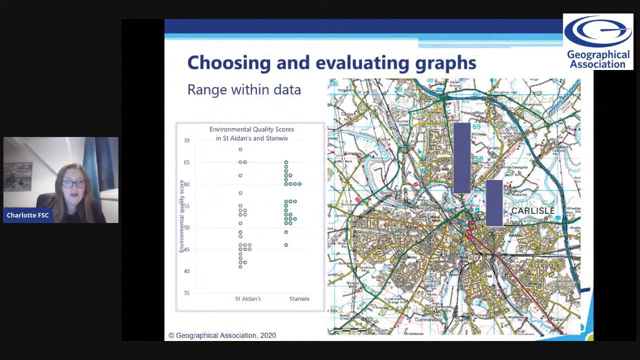Our final example in terms of choosing and evaluating the graphs is looking at the range within the data. So if I were to ask you, for this data set, which of these graph options best shows you the range in the data? Is it the dispersion graph, or the located bar graph, or the proportional bars? Which of these graph options best shows you the range in the data? A moment here.